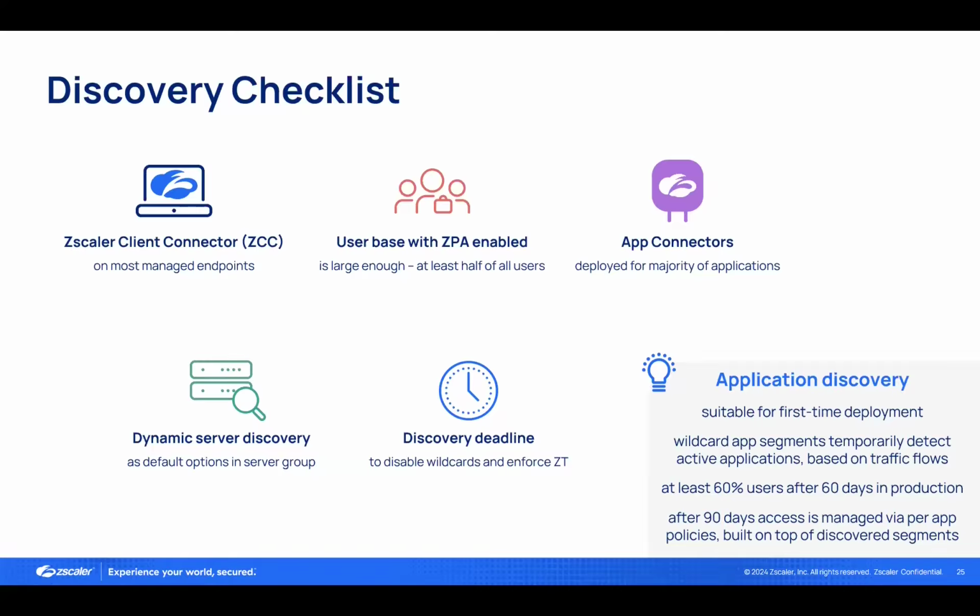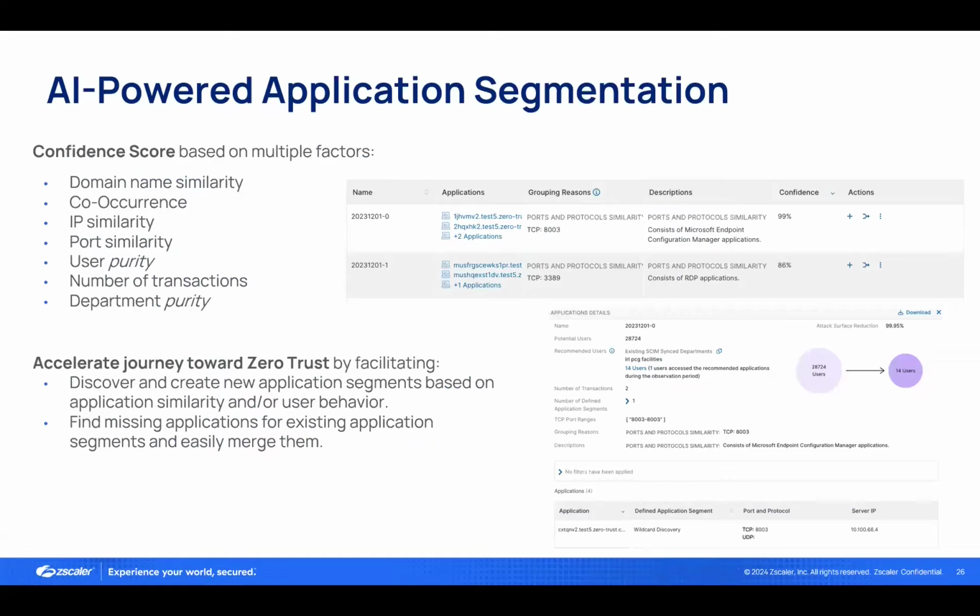Finally, here's a little bit more information about AI-powered application segmentation. These segments provide you with a confidence score based on multiple factors, i.e. domain name similarity, co-occurrence, IP similarity, port similarity, user or department purity, or number of transactions. This feature allows you to discover and create new application segments based on application similarity and/or user behavior.